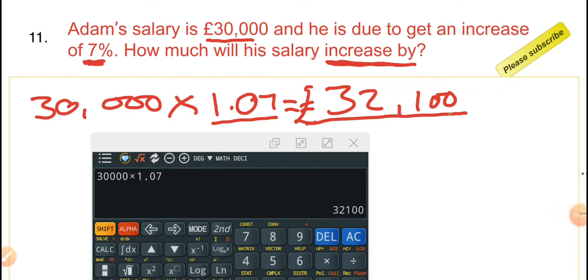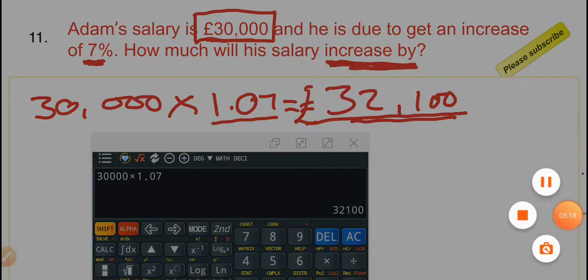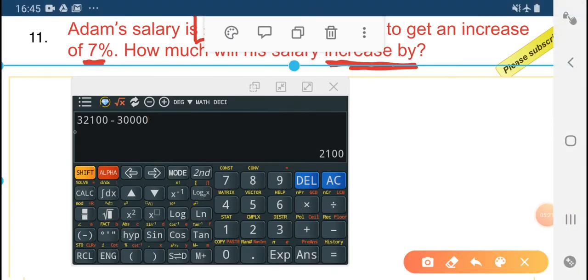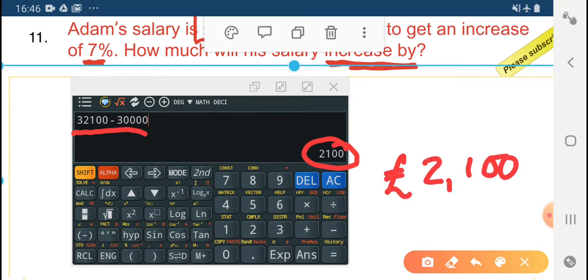But the question didn't ask us this. The question didn't ask us what is his new salary, they ask us how much will his salary increase by. So what we have to do is take the 32,100, which is his new salary, away from the original 30,000. So as you can see on my calculator, I've done 32,100 minus 30,000, and the answer is £2,100. So in fact, that is our final answer. The final answer is £2,100. That's what the increase was.